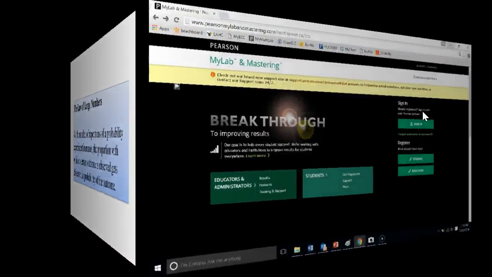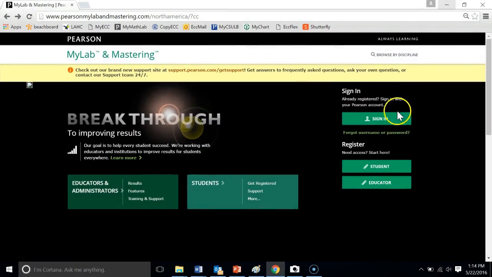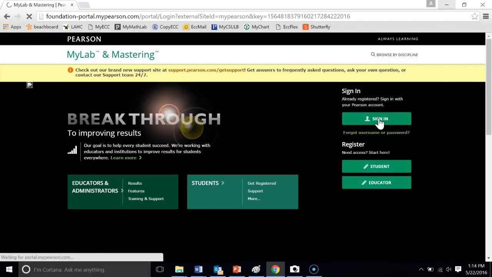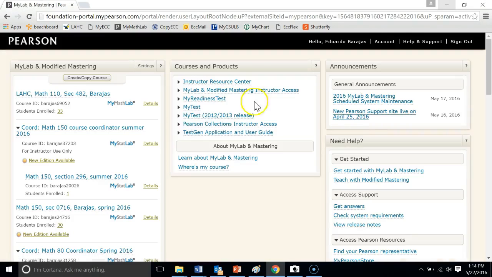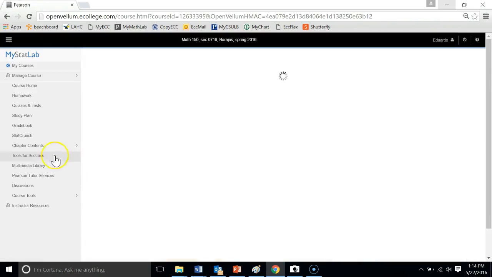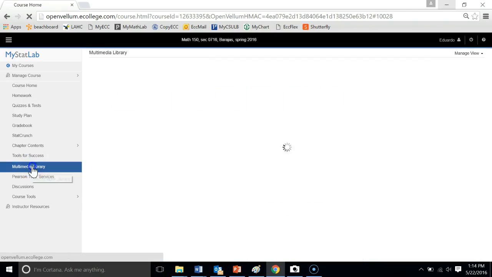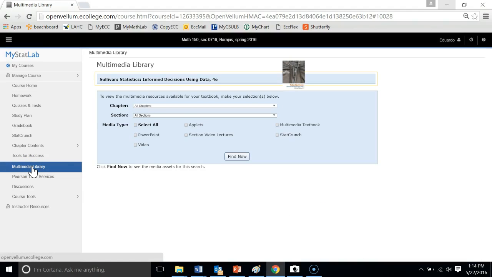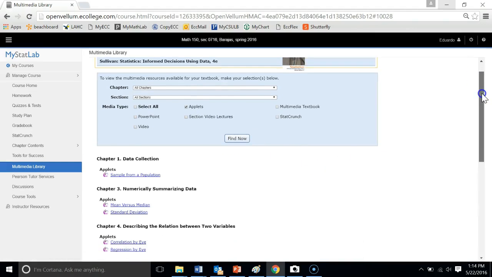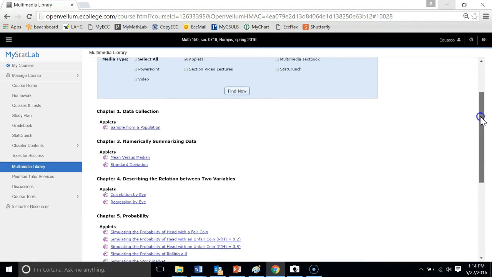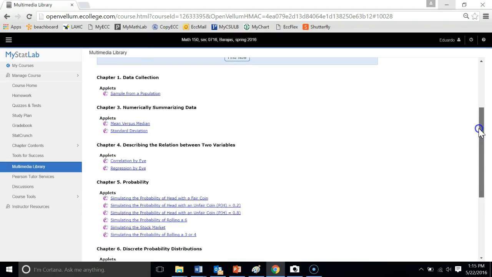Okay, now let's try something else. Log on to your MyMathLab account. Select our course, Math 150. On the left-hand side, you will find a menu. Select Multimedia Library. And then select Applets, and select Find Now. Okay, so we have a list of available applets provided by Pearson for you.